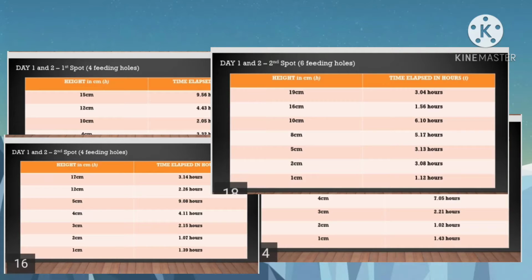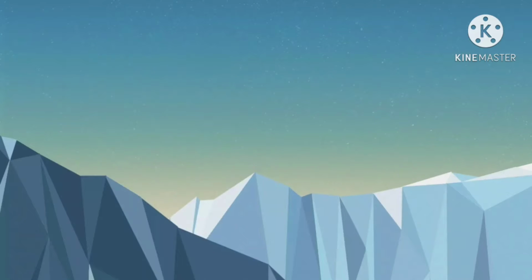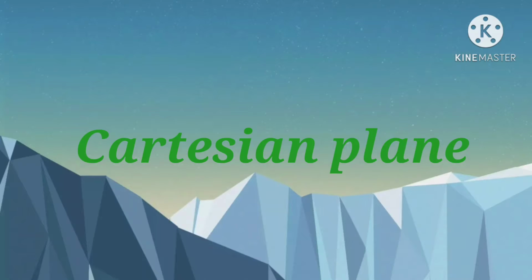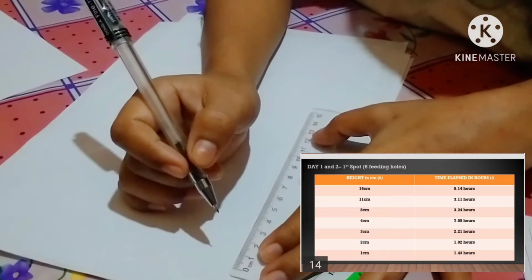Now, in graphing the data, we represent height in centimeters as x and time elapsed in hours as y. We are going to use the ordered pairs to plot it in a Cartesian plane. But since we don't have a Cartesian plane, we are going to use the blank paper and imagine that it is a Cartesian plane. Let's graph the data using the Cartesian plane.